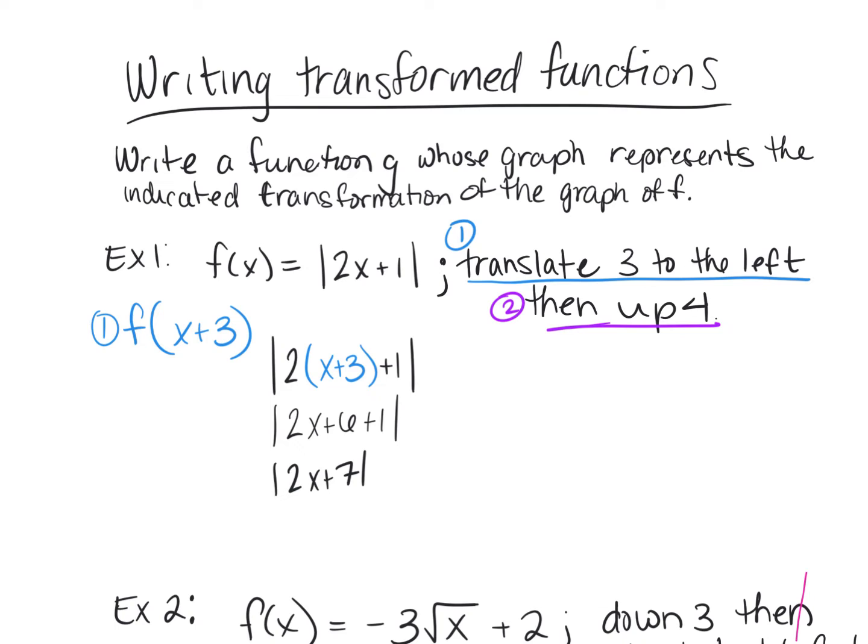What does it want us to do next? Up 4. Well, how do I write up 4 in that f of x notation? F of x plus 4 on the outside, right? Up and down is vertical. Vertical is outside the function. So I'm going to take what I got from step 1, that's the new f of x here, 2x plus 7. And then we're going to add 4.